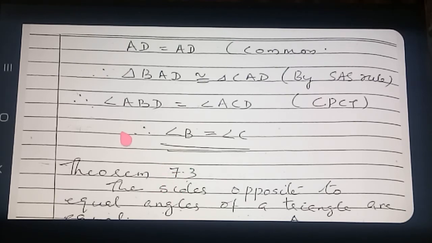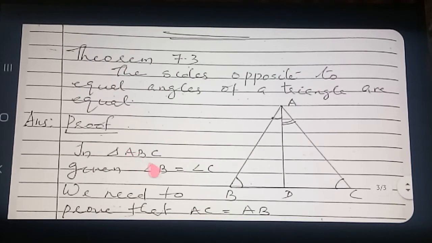Next point. See. Theorem number 7.3. There is no proof, but I have written the proof here. Theorem number 7.3 is the converse of theorem number 7.2. 7.2, what you have studied? If two sides are equal, then the opposite angles are equal. Here just reverse. If two angles are equal, then the opposite sides are equal.